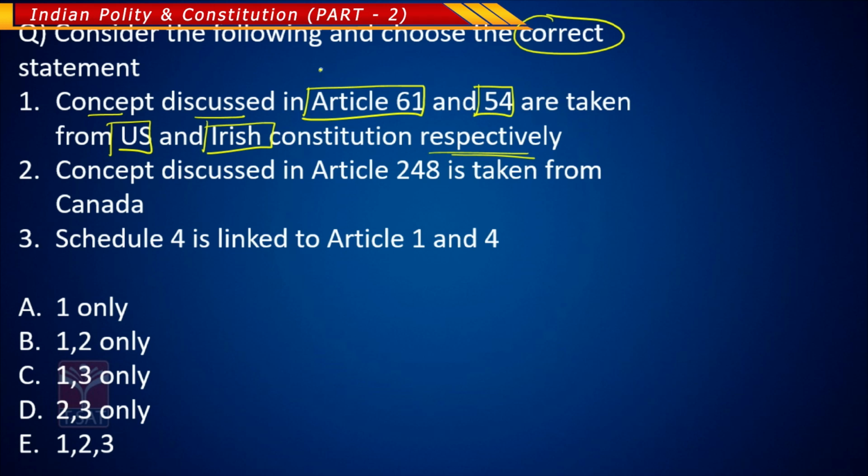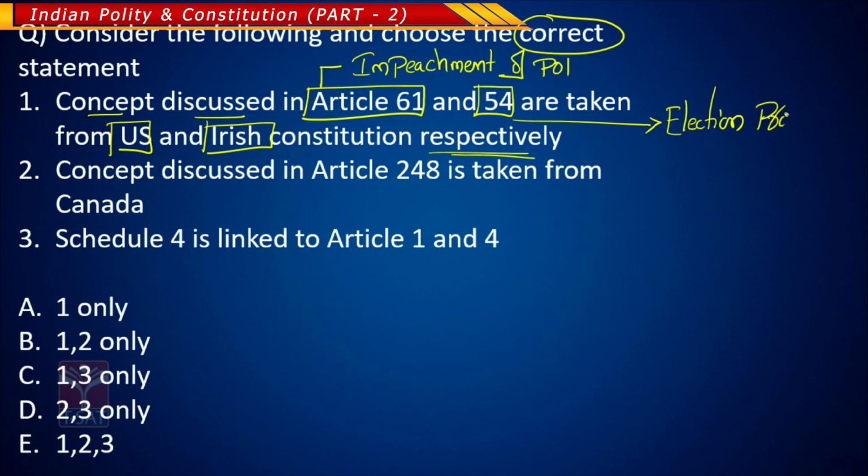See, Article 61 talks about the impeachment of President of India, the removal procedure of President of India. Article 54 talks about the election procedure of President of India. So both the articles are linked to President, and I am telling you as part of option 1, 61 is taken from USA, 54 is taken from Irish, the concept.